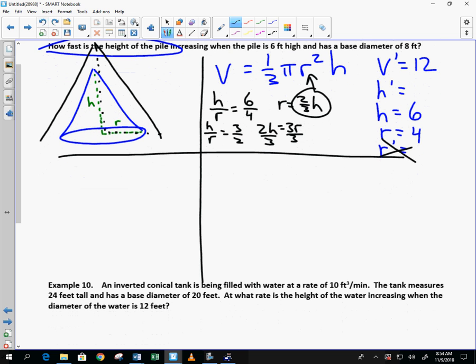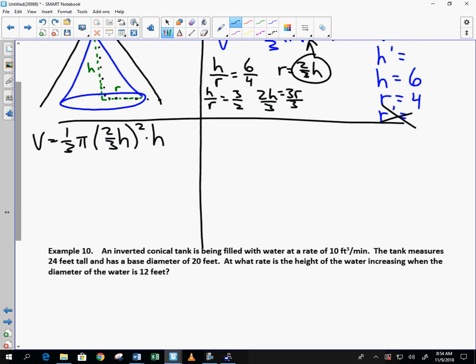So I'm going to use a little bit of this box here. Now that I've done my magic, I've got the volume is equal to 1/3 times pi times 2 over 3h squared times h. Now, don't take the derivative right now. You would have to use a chain rule. Let's multiply this out. Volume is equal to 1/3 pi.